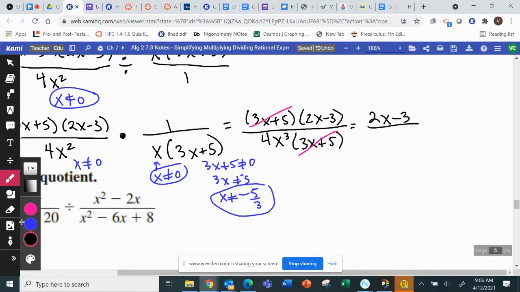That's one factor. On the bottom, 4x cubed. That's a 4, an x, an x, and an x. So I've simplified. Aya, what should I do now?